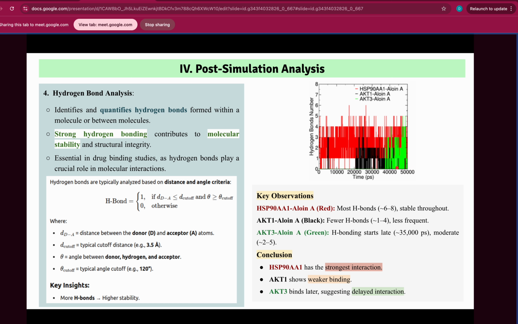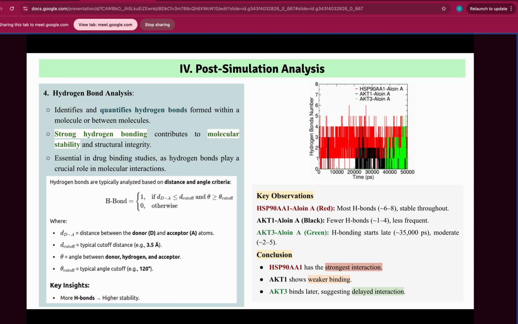All these interpretations we can make after looking at the number of hydrogen bonds with time, how the hydrogen bond interactions are coming into the picture. So how are we able to capture this? Because we have the atomic coordinate information for each atom.